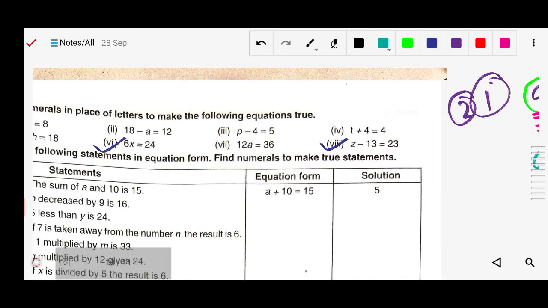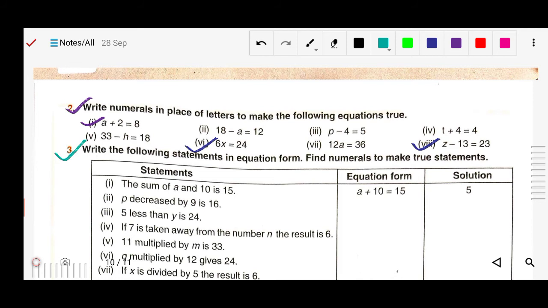Now see question number 3. Write the following statement in equation form and find the numerals to make the true statement. It means you have to read the statement and form the equation. Simply see question number 1: the sum of a and 10 is 15. Its equation is formed as a sum of a and 10, and sum means plus. So a plus 10 equals 15, and its solution means you have to find the value of a. This value is 5.